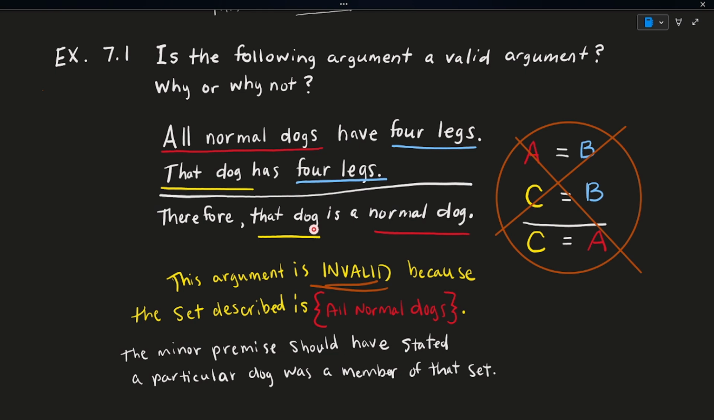Well, we can look at our set. Is it universal? Yes. All normal dogs equals 4 legs, right? When we have that dog has 4 legs, we have A is equal to B. We have our C is equal to B. And then therefore that dog is a normal dog. All right, so this argument is going to be invalid because the set described is all normal dogs. The minor premise should have stated a particular dog was a member of that set, but it did not.